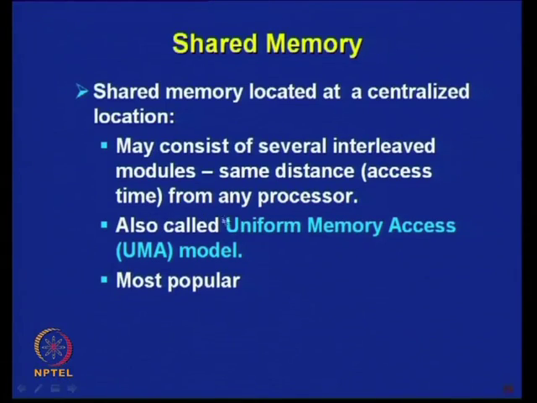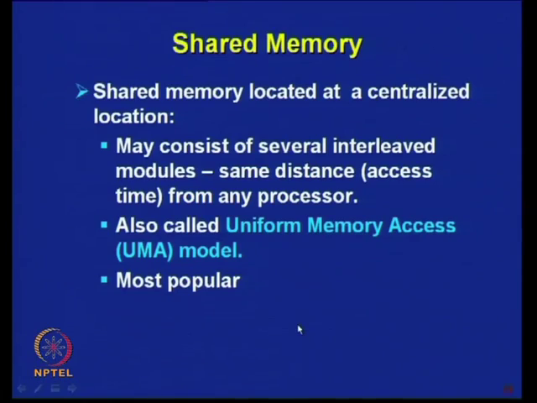And very briefly I shall talk about shared memory and distributed memory. Shared memory located at a centralized location may consist of several interleaved modules. That means it is at the same distance from any processor, and that is the reason why it is called the uniform memory access model, UMA model. That means each processor will take the same time to access it. So, in case of UMA, you have multiple processors. Since they are sharing through a bus, each of them will take the same amount of time, and that's why the term uniform memory access model.